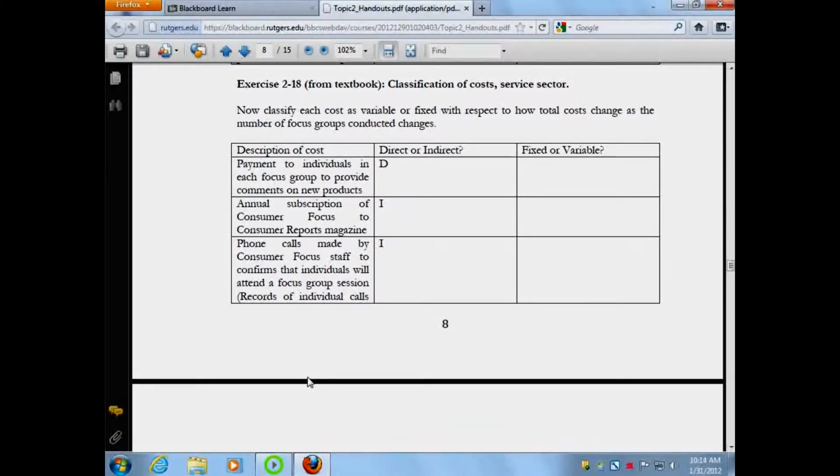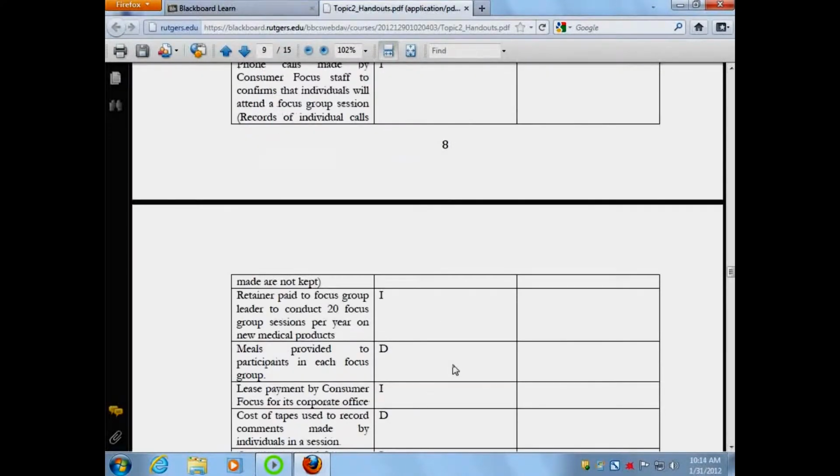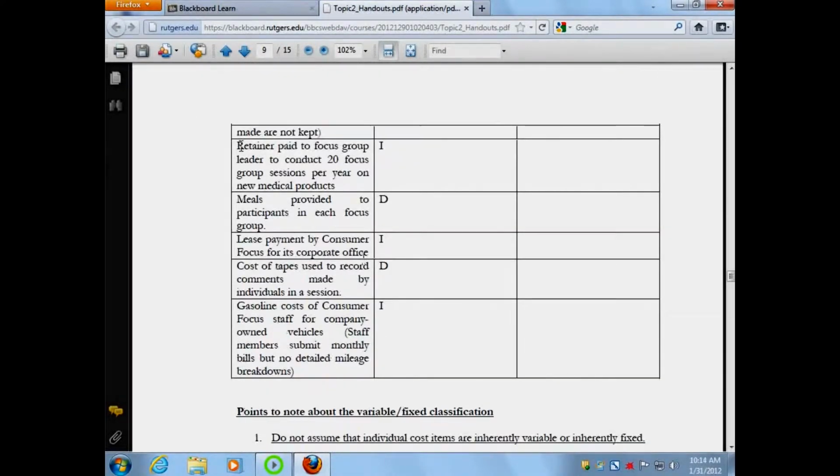Okay, phone calls made by Consumer Focus staff to confirm that individuals will attend a session. Fixed or variable? So the more groups you do, the more participants you have, and the more phone calls you have to make, right? So it's a classic variable cost.